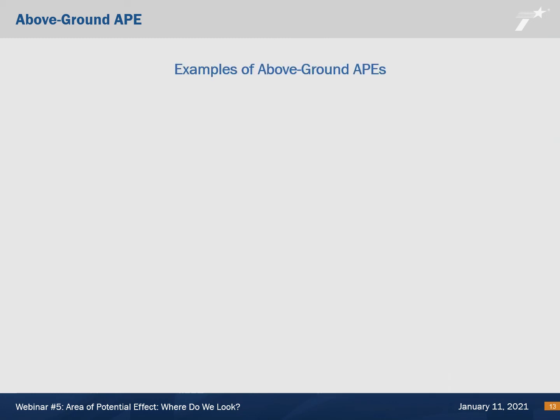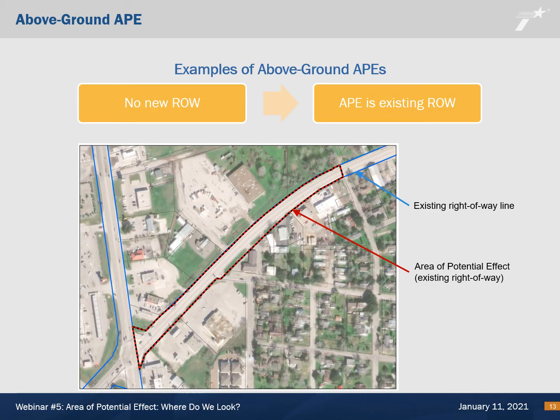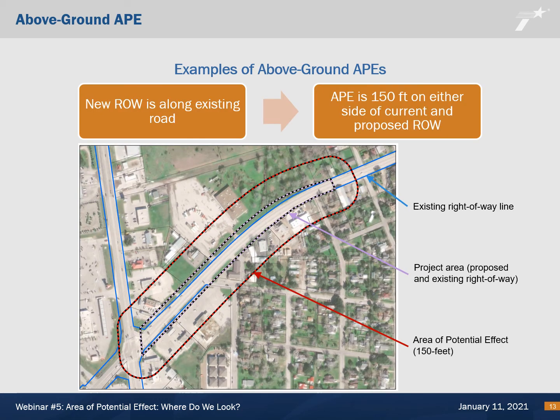The size of the above-ground APE varies depending on the size and the type of project, the location of the project, and the potential for direct and indirect effects. When TxDOT has a small project, like repaving a road, the above-ground APE is limited to the existing road. When TxDOT has a medium-sized project, like adding a new turn lane or new sidewalks to a road, then the above-ground APE includes a small area around the road and the area where the turn lane and sidewalks will be added.